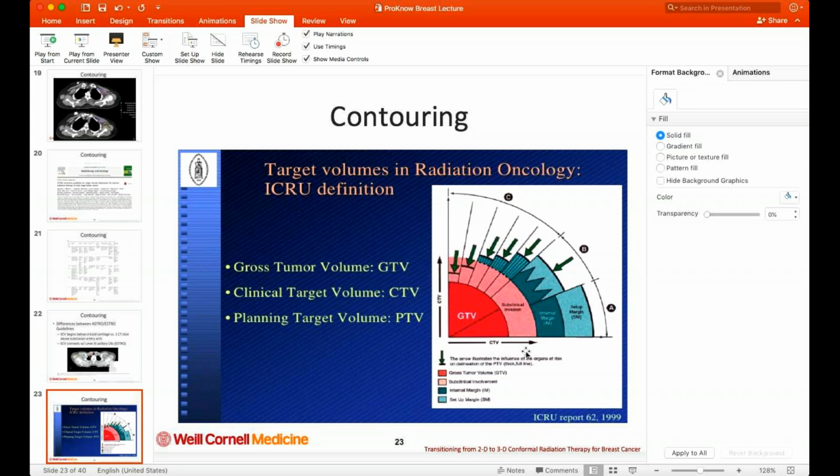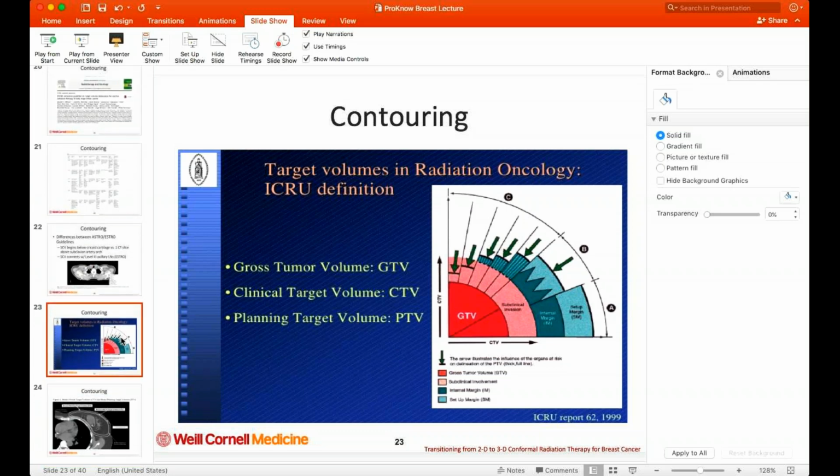To go from CTV to PTV, you're adding a margin for setup error or for daily systematic errors, in case the patient moves a little bit. So CTV to PTV is essentially expanded based on how confident you feel about your setup each day. For instance, when you're treating a patient who has breast cancer, about a 5 to 7 millimeter CTV to PTV expansion is appropriate.